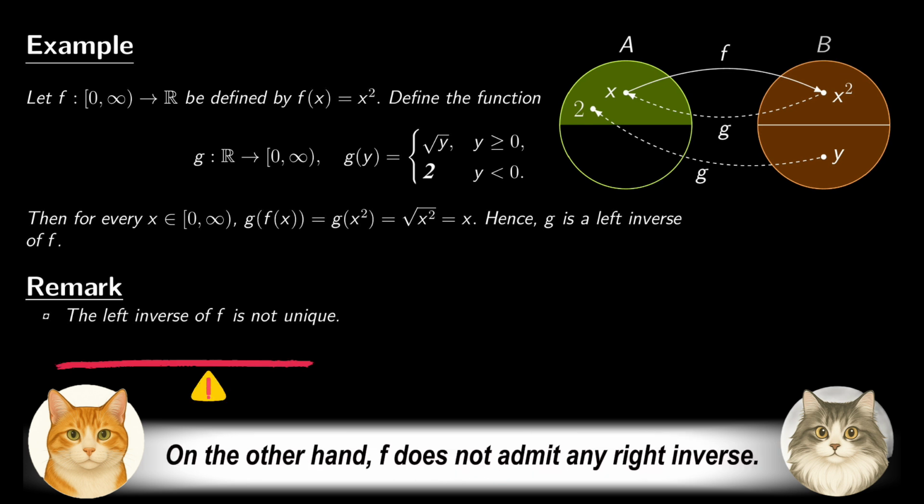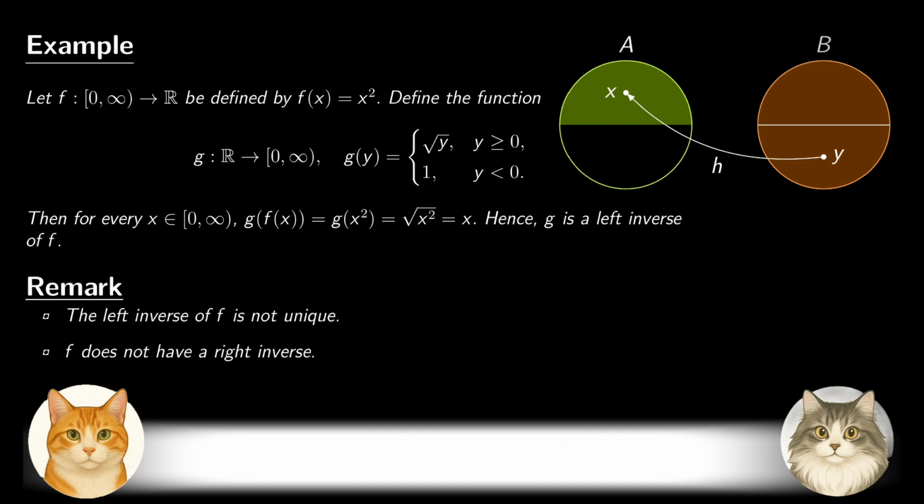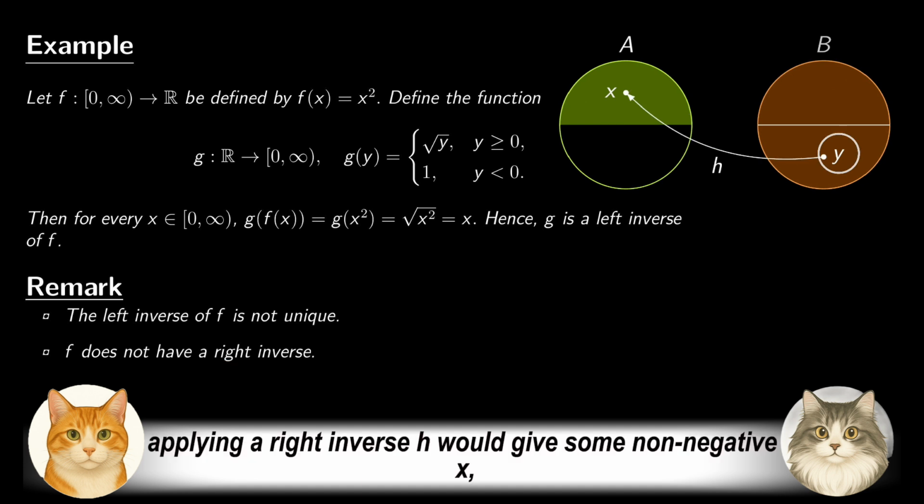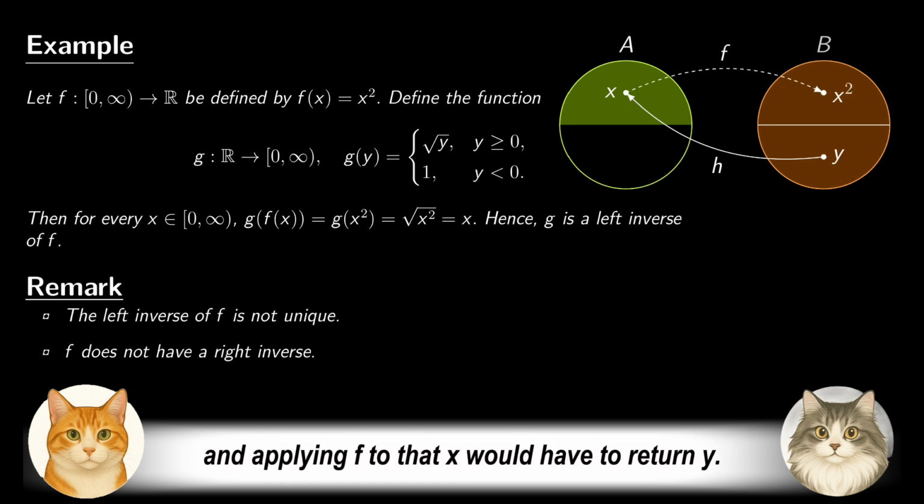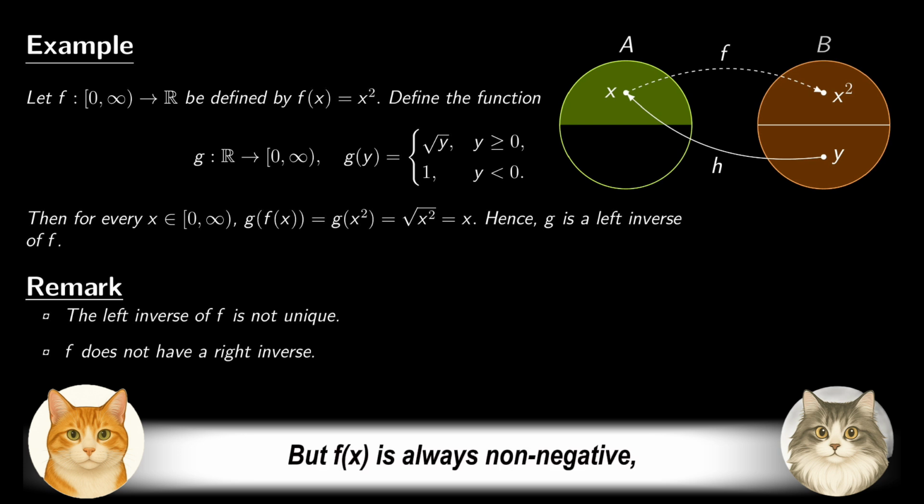On the other hand, f does not admit any right inverse. If it did, then starting from a negative y, applying a right inverse h would give some non-negative x, and applying f to that x would have to return y. But f(x) is always non-negative, so it could never return a negative y. Hence, such an h cannot exist.